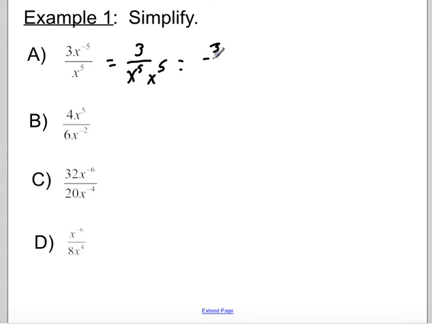So now you can use your product rule there and go ahead and add the two powers down there together. 5 plus 5 there is 10. So we get 3 over x to the 10th.